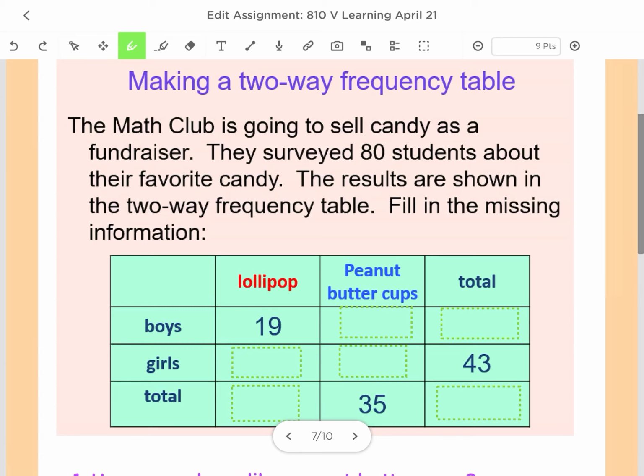So now we're going to go ahead and try doing this frequency table. So we're going to try to fill in these boxes just like we did with the magic puzzle. So the Math Club is going to sell candy as a fundraiser. They surveyed 80 students, so I'm going to take that number into consideration, about their favorite candy.